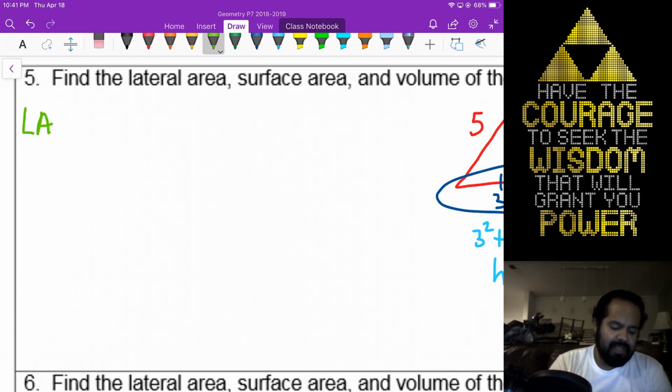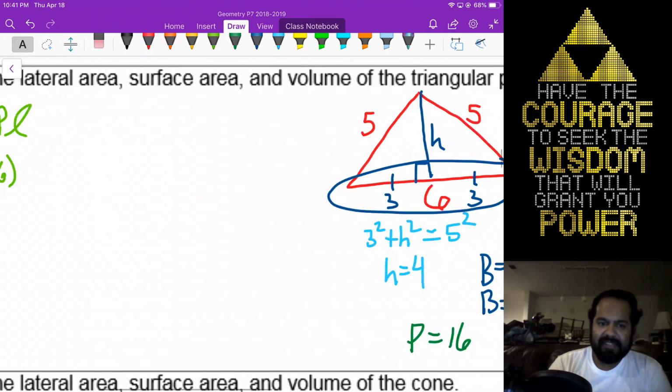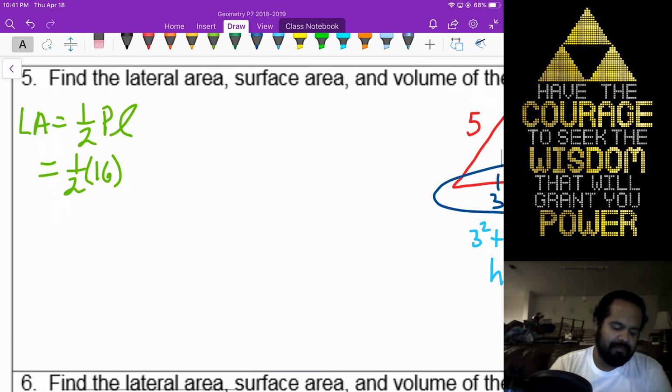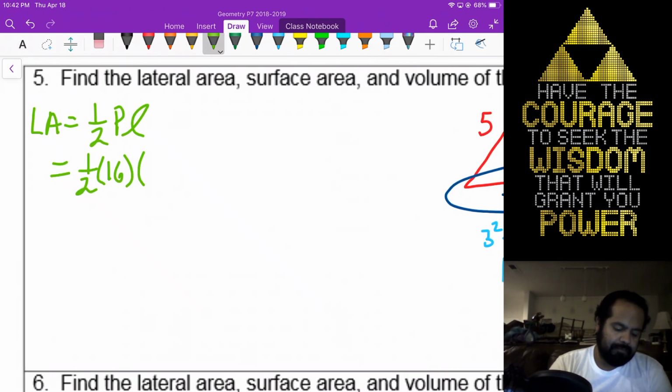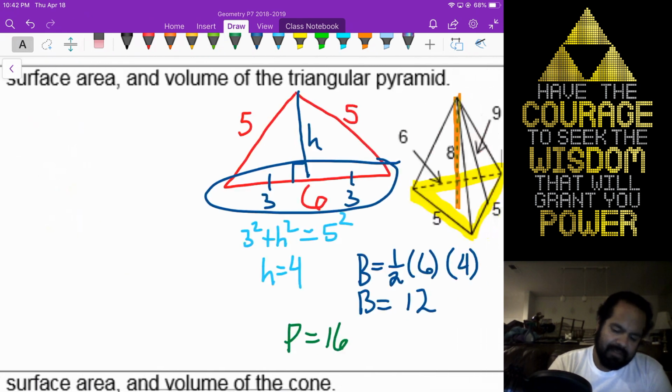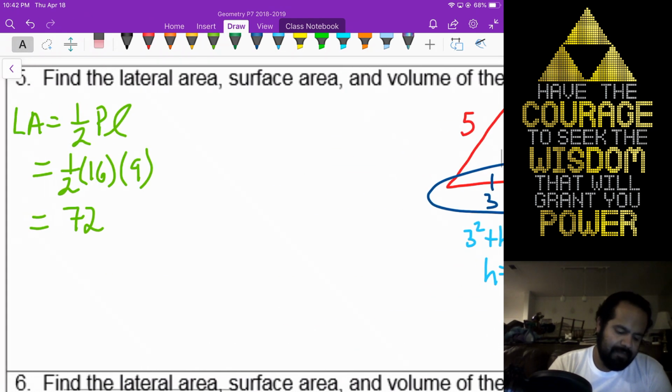So let's jump right to it. Lateral area. It is a pyramid, so it's 1/2 perimeter times the slant height. So 1/2 of 16 times the slant height of 9. So 1/2 of 16 is 8. 9 times 8 is 72. What are my units? Don't have them, so we write them as units squared.